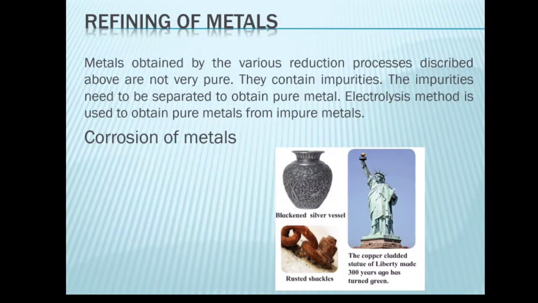Refining of metals. Metals obtained by the various reduction processes described above are not very pure. They contain impurities. The impurities need to be separated to obtain pure metal. Electrolysis method is used to obtain pure metals from impure metals.